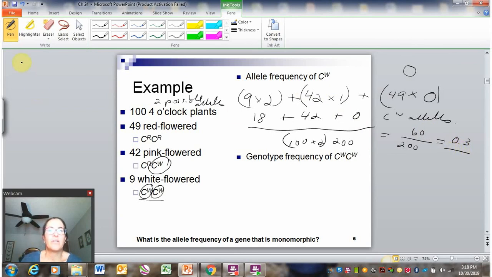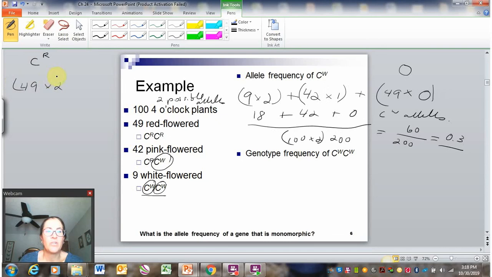I'm going to come over here and do the allele frequency of CR too, just so you can see it another time. So I have 49 red flowered, and each of them contributes 2, so I'm going to multiply by 2. The heterozygotes have only one CR, so 42 times 1. And then the white-flowered ones have 0 of them, so I'll just put a 0 there. And my total possible is 200 alleles, because there are 100 plants and they each have 2 alleles.